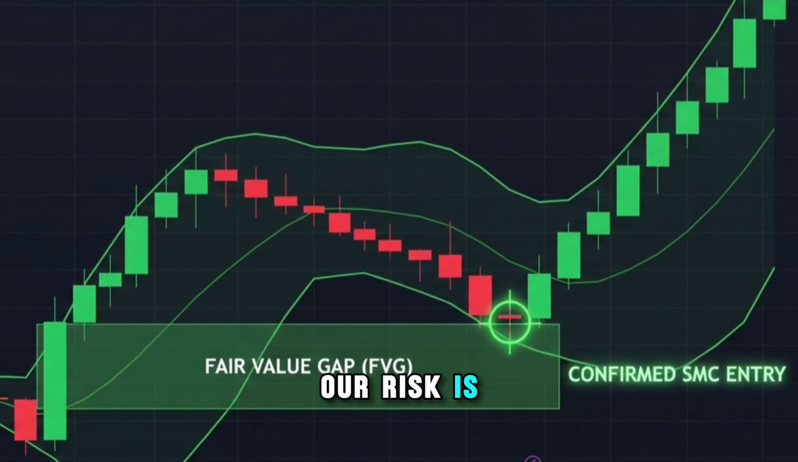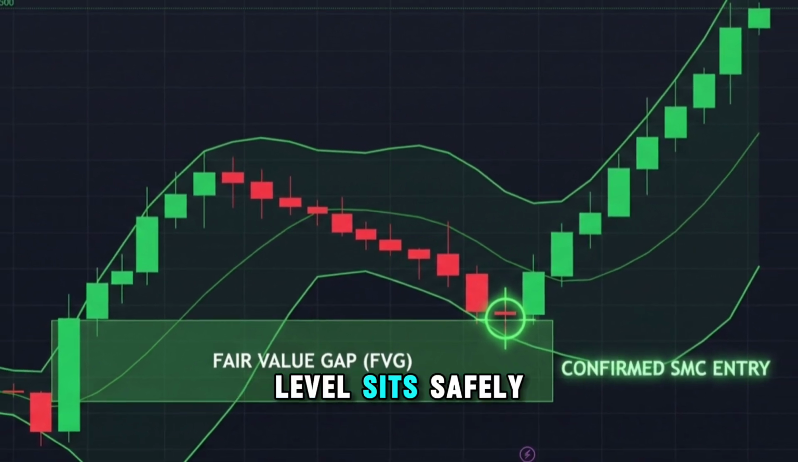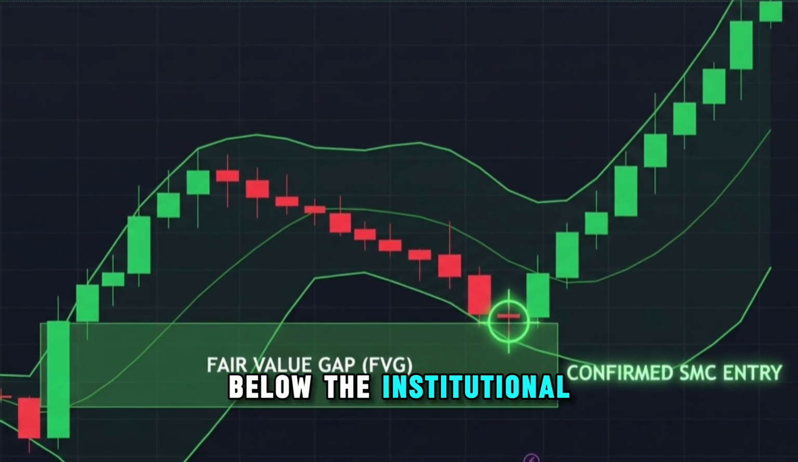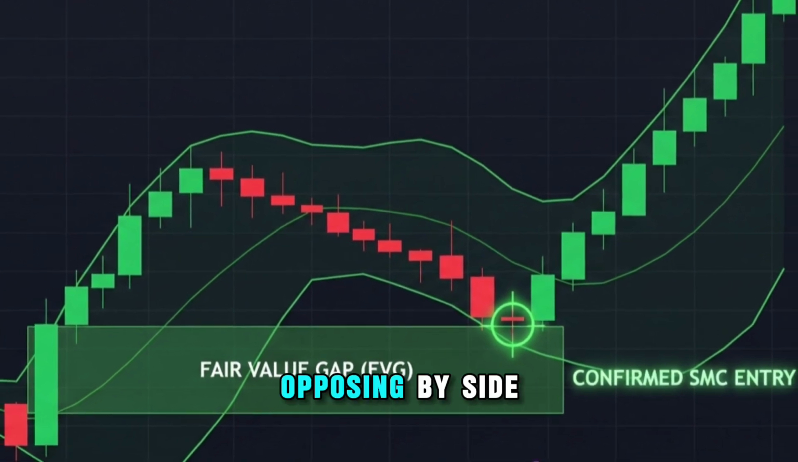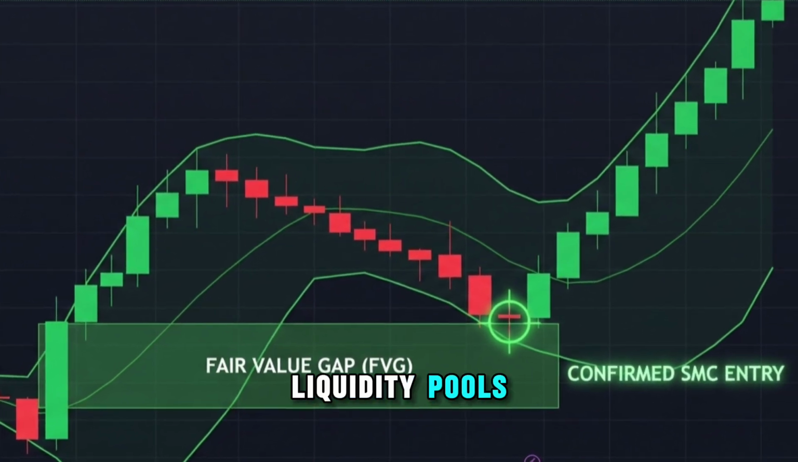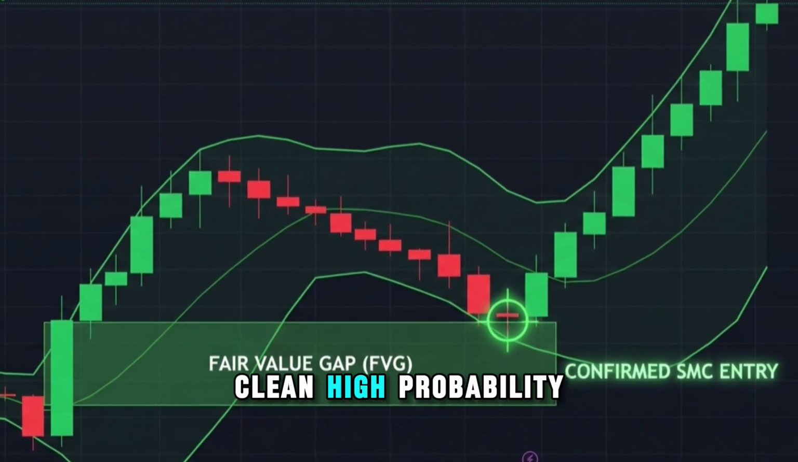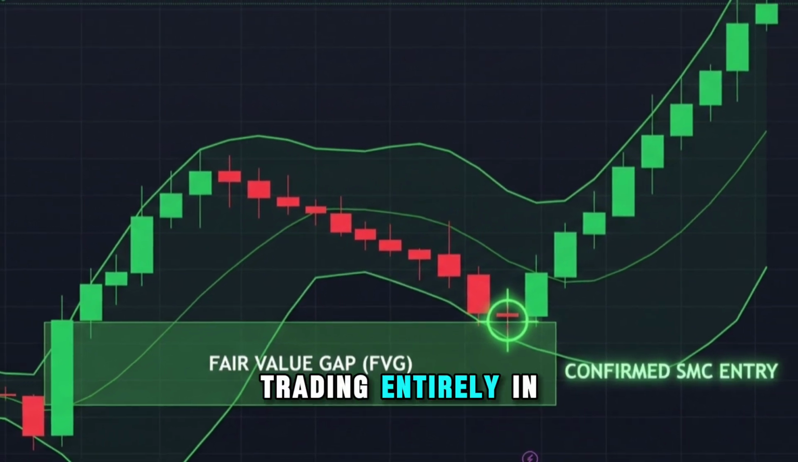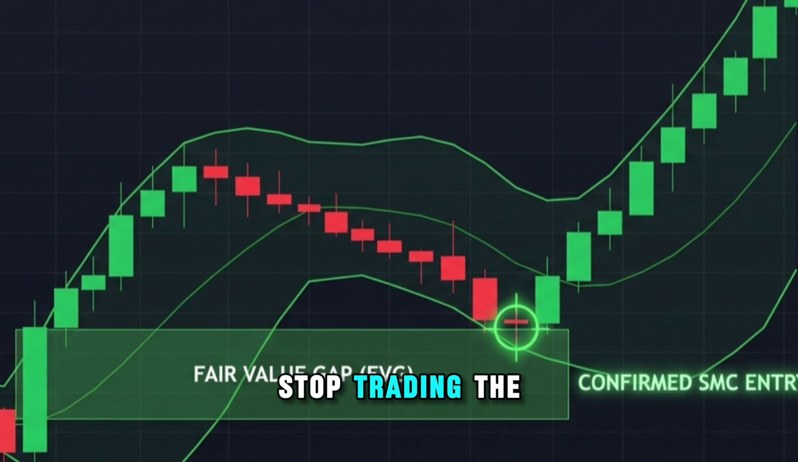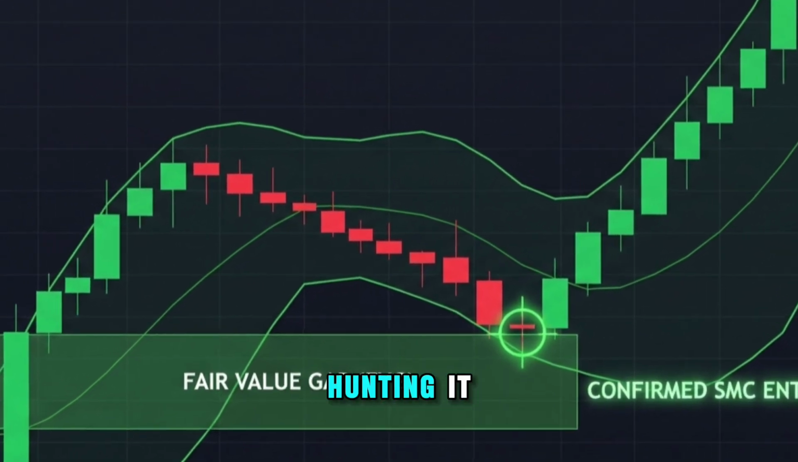Our risk is minimized because our invalidation level sits safely below the institutional swing low, while our target rests on the opposing buy-side liquidity pools. The result: a clean, high-probability expansion straight to the upside, trading entirely in alignment with the institutions. Stop trading the retail patterns, stop being the liquidity, and start hunting it.